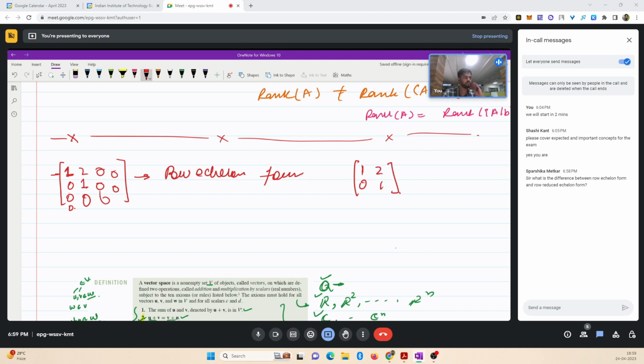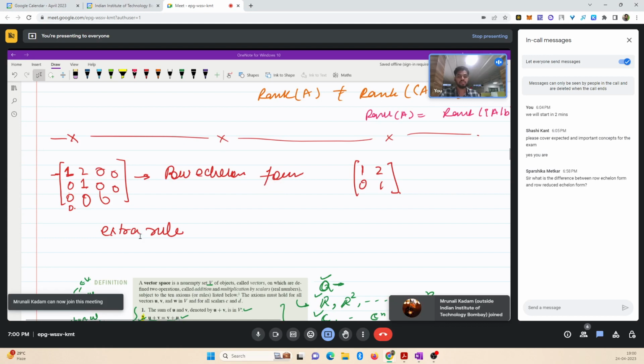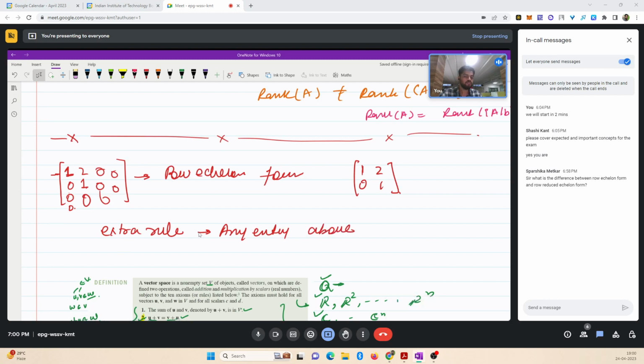Now, what is row reduced echelon form? In row reduced echelon form, you impose an extra rule. What is that extra rule? The extra rule is any entry above a pivot element must be 0.